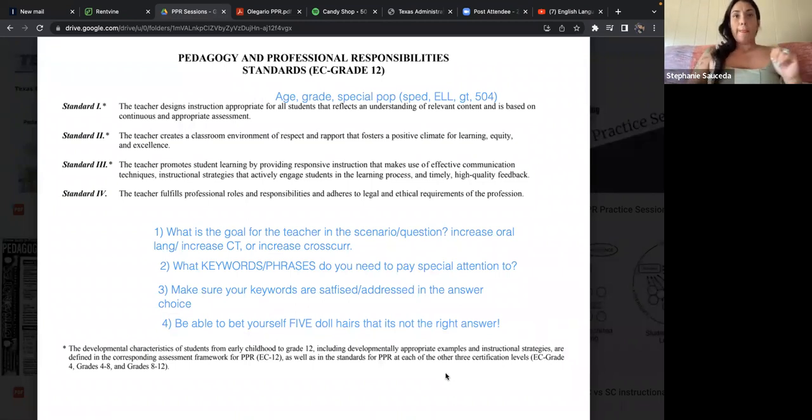Number 1 is about you designing. It's all about your plan, the design of instruction. Remember, for all, which means this and more. We'll look at the more in a little bit. And you have to understand your relevant content knowledge, but most importantly, it's based on continuous and appropriate assessment.